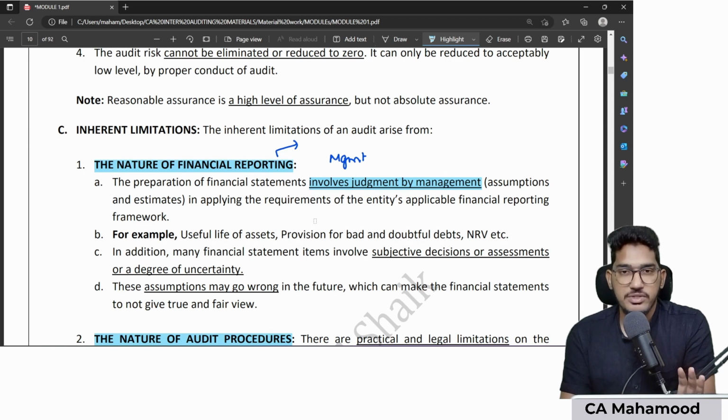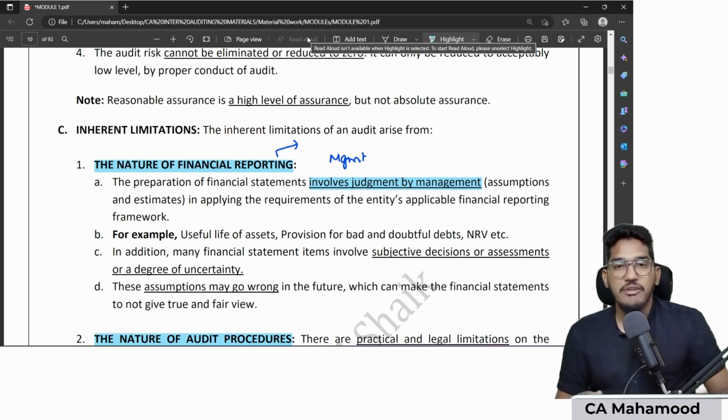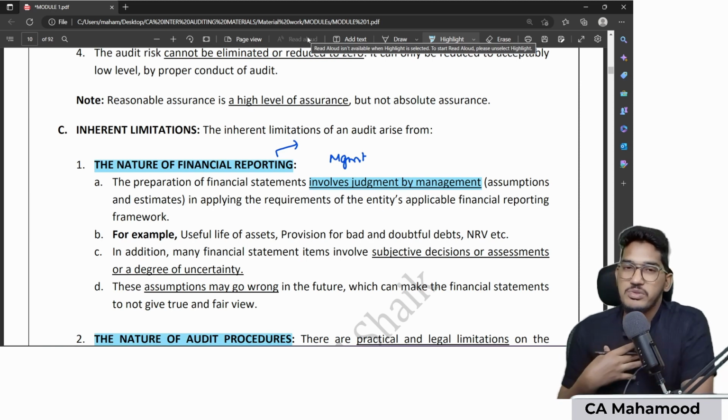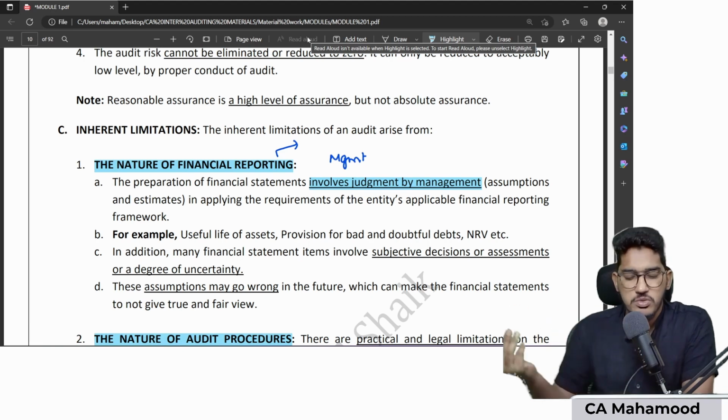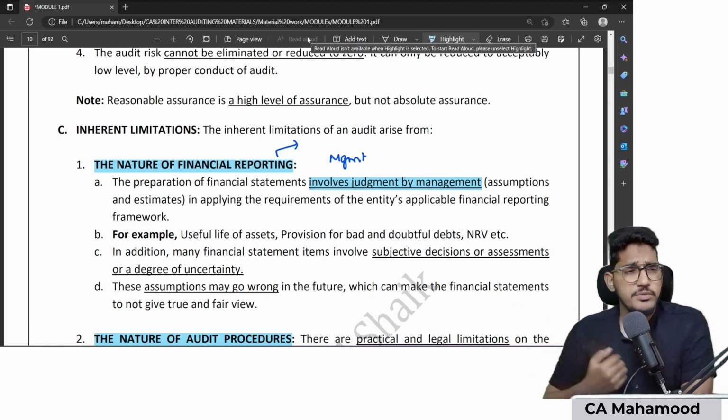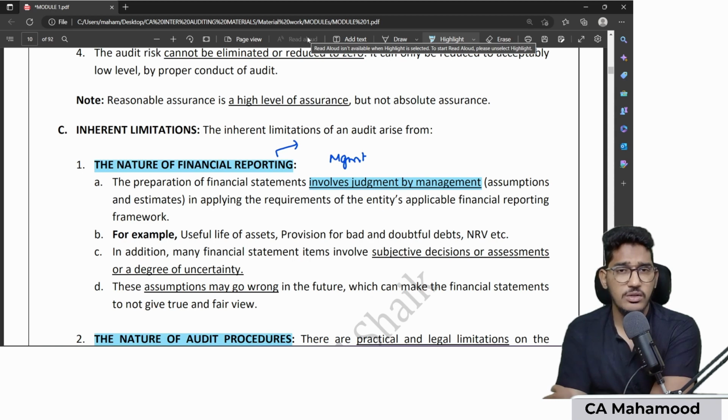Like if you take depreciation, the calculation involves a lot of assumptions and estimates. Like useful life, residual value, all these are assumptions. Provision for bad and doubtful debts, once again assumptions and estimates. So like this, the management while preparing financial statements in different areas is required to make assumptions and estimates. And whenever I use an assumption and estimate, there will always be a possibility of that estimate going wrong or not.